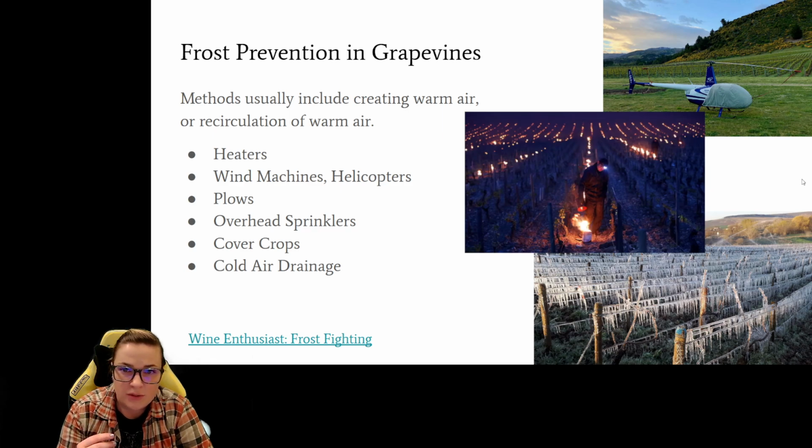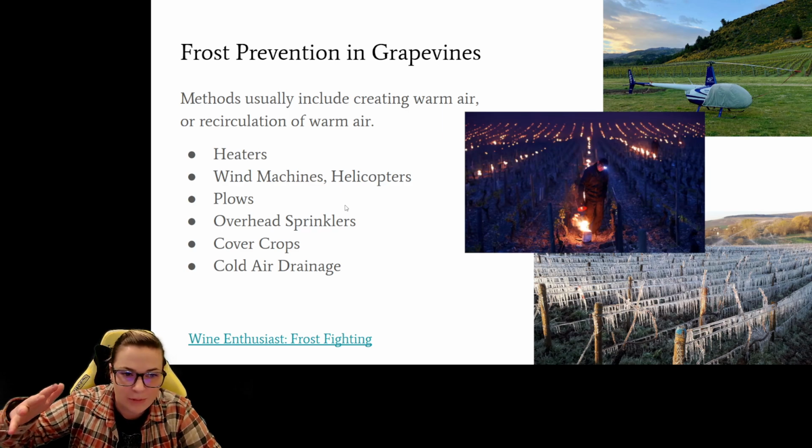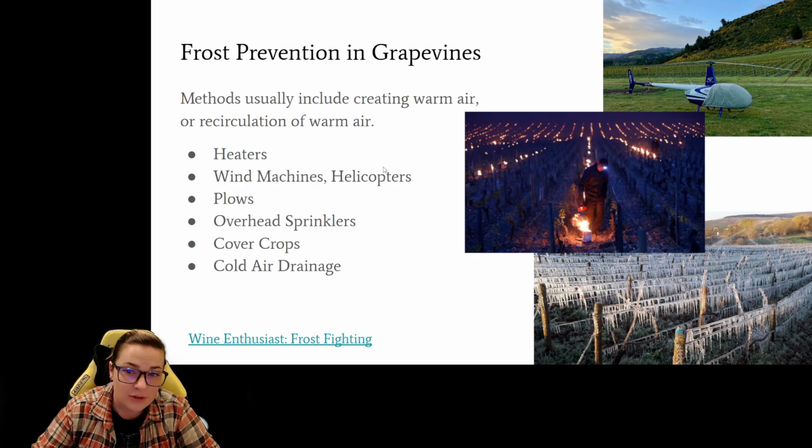So some of the things that we can do include heaters. There are many vineyards in France and even the United States that use these little fire pits that go up and down the rows, and they just help to keep it from freezing on the vines. These vines are very short, they're lowered to the ground, and so these little fires just keep them warm at night to prevent any frost from going over them. So that's creating warm air. Then we have the recirculation of warm air. Some vineyards will use wind machines and helicopters, and it's basically to push out all the cold air and keep it from settling and freezing over. So if you can keep that air in motion, you can prevent frost damage as well.